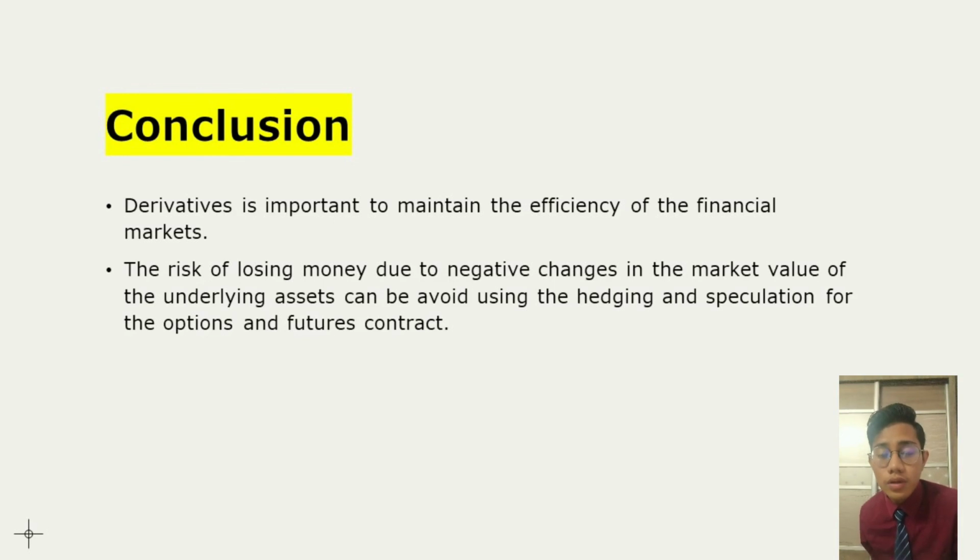So what we can conclude here is that derivatives are very important to maintain the efficiency of the financial market. And the risk of losing money due to negative changes in the market value of the underlying asset can be avoided when traders or investors use hedging and speculating with option and futures contracts.